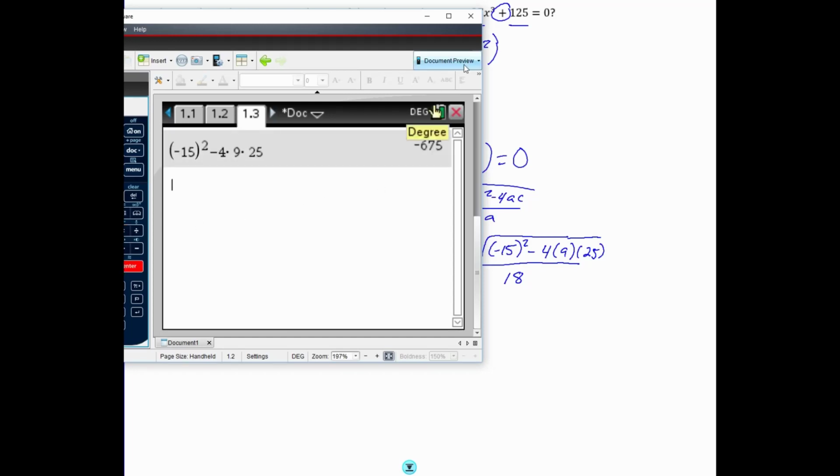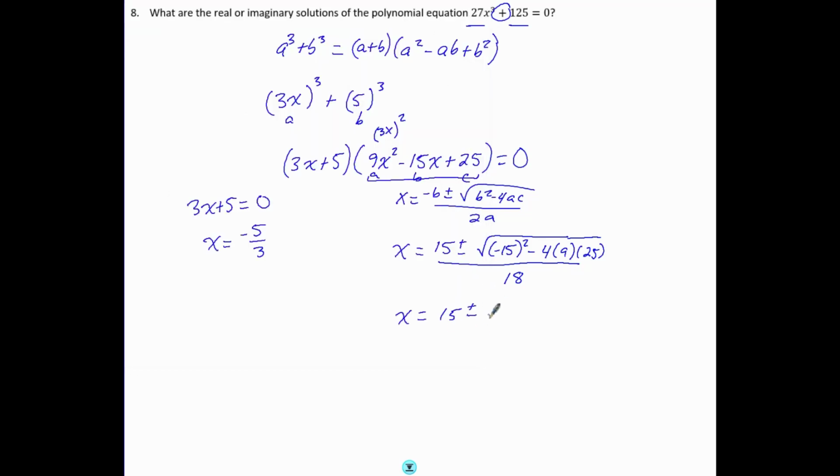That's negative 675. Is that a perfect square root? No, it's not. But I know that can be divided by 25, and that can be divided by 9. And 25 times 9 is 225, which is a perfect square. Alright, so we're going to get the square root of negative 675 over 18. And then all that stuff I was just checking a second ago.